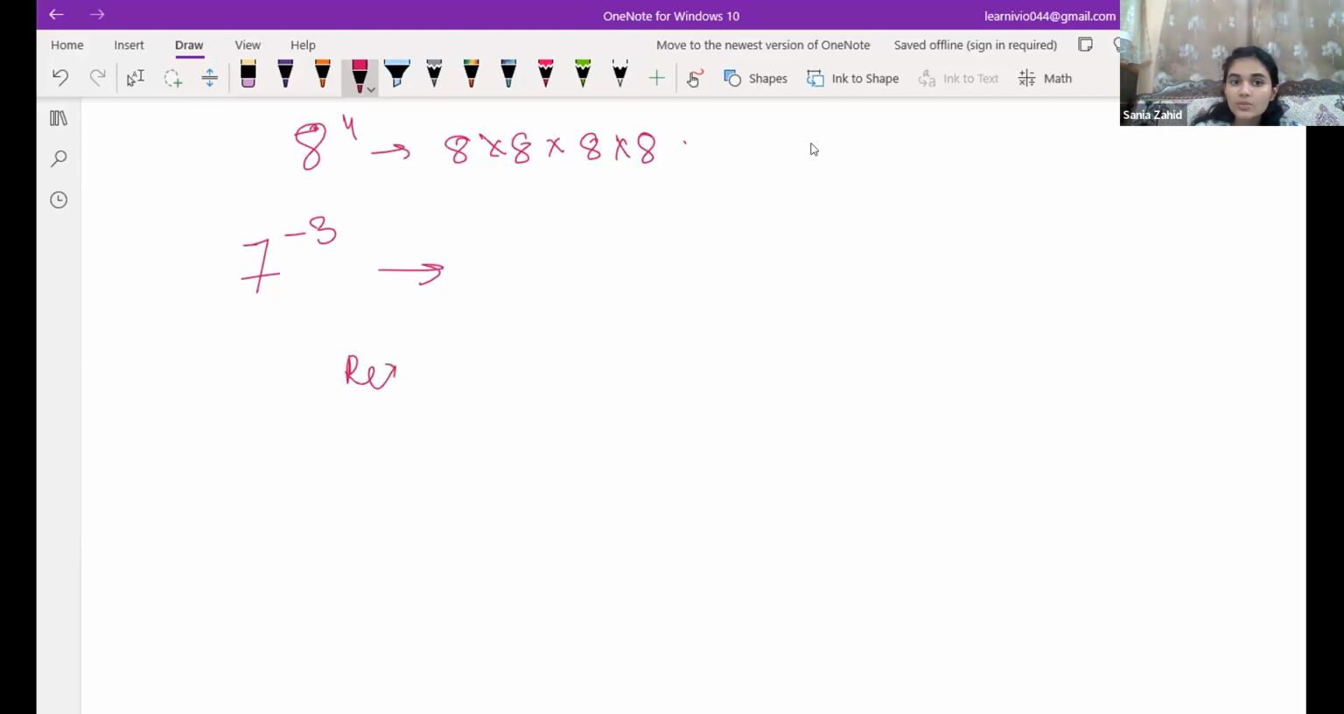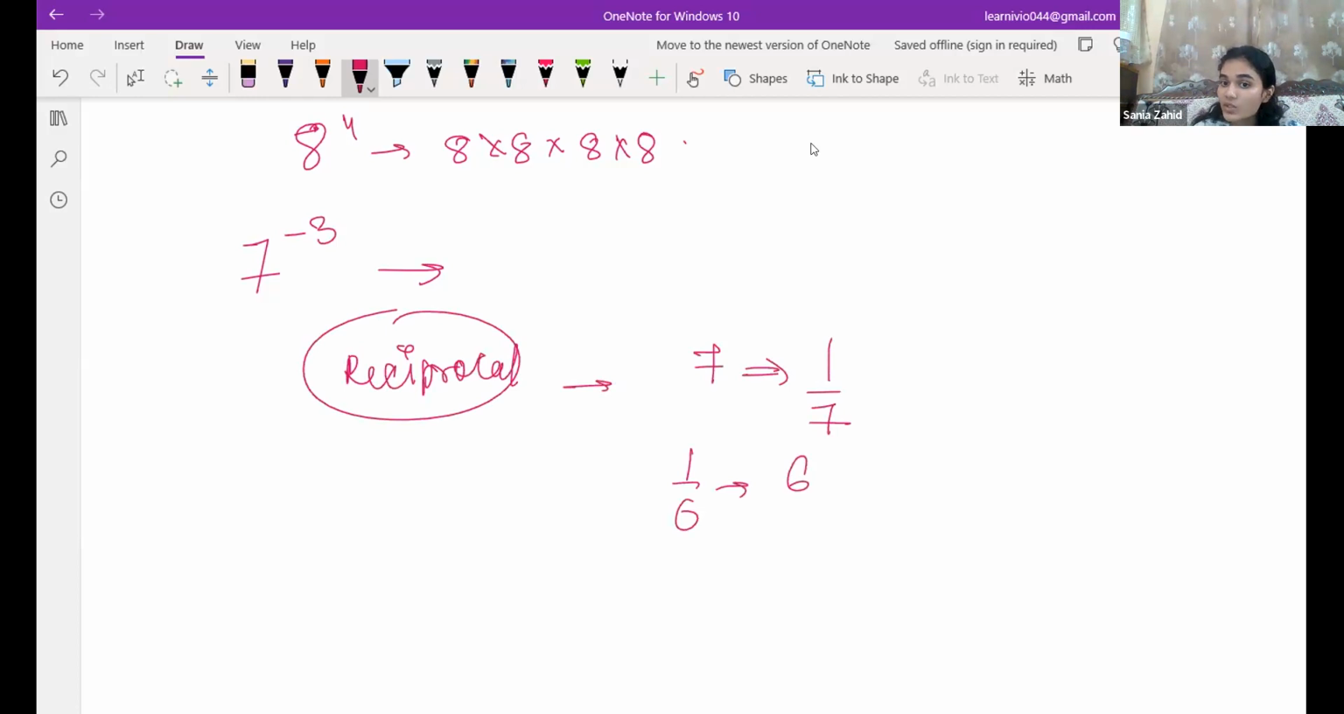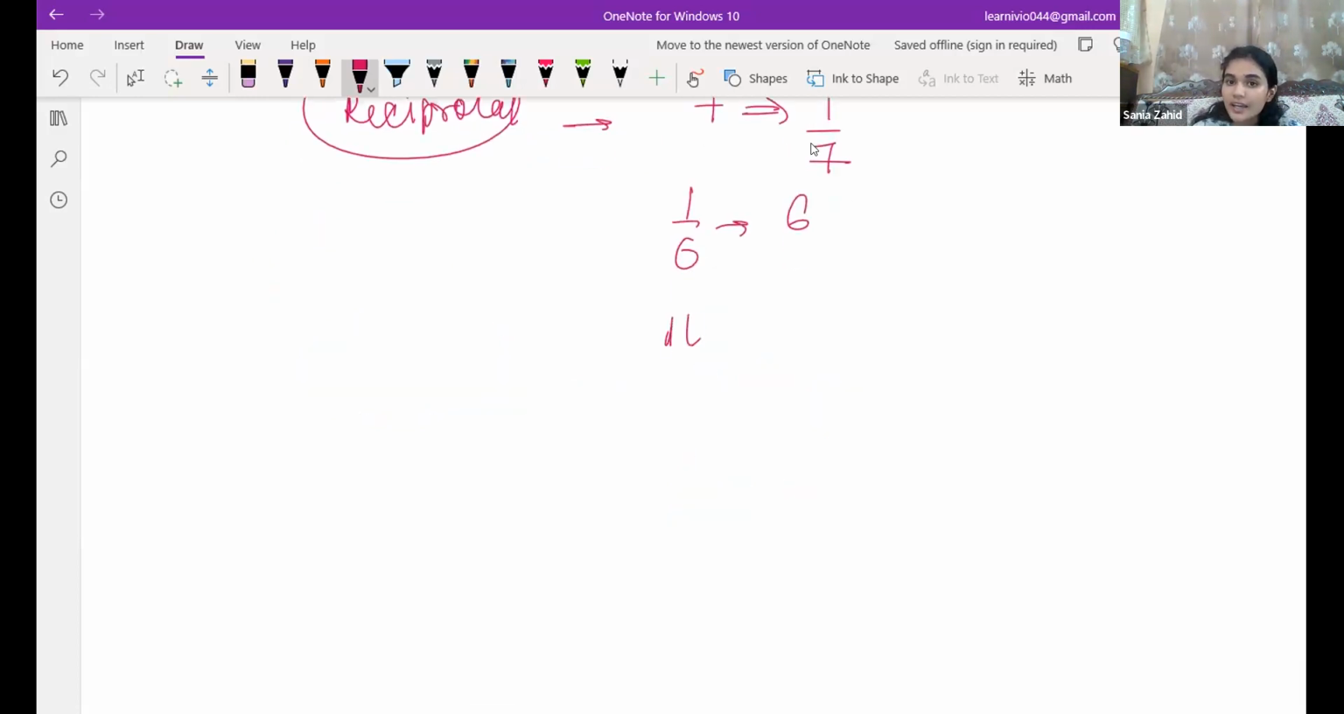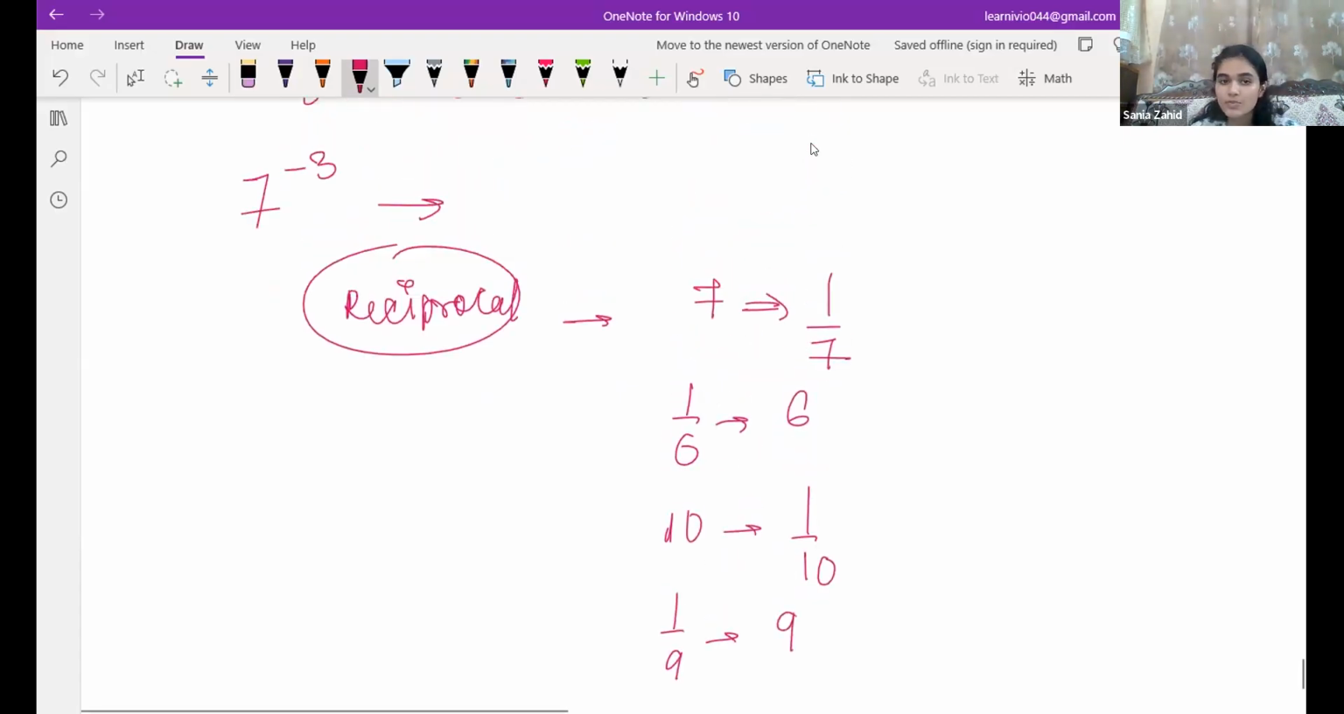Children, reciprocal. What does it mean to take the reciprocal? For example, I say 7. So the reciprocal of 7 is 1 by 7. If I say 1 by 6, the reciprocal is 6. If I say 10, the reciprocal is 1 by 10. If I say 1 by 9, the reciprocal is 9. Fine. That's the meaning of reciprocal.